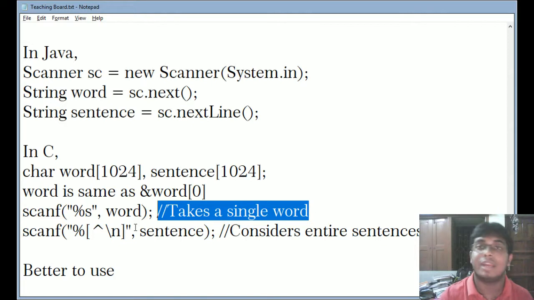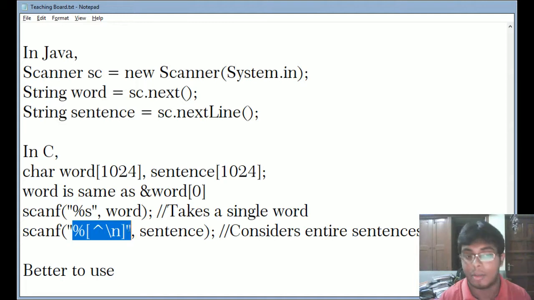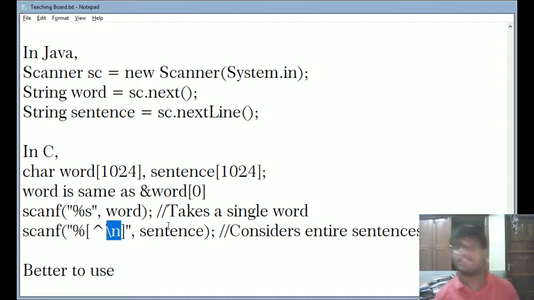And if you want to take multiple words from the user, then we have to use this kind of format specifier. This is a circumflex character. What this means is that it would take all the characters as input except the enter. Therefore, as it encounters a new line character, it would stop taking the input. Well, let's see that in action.